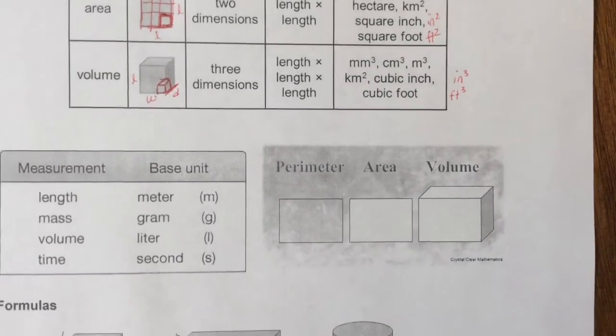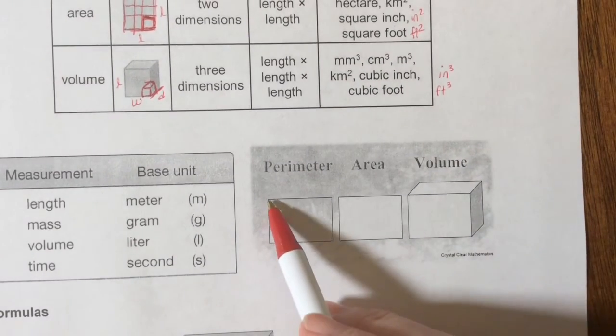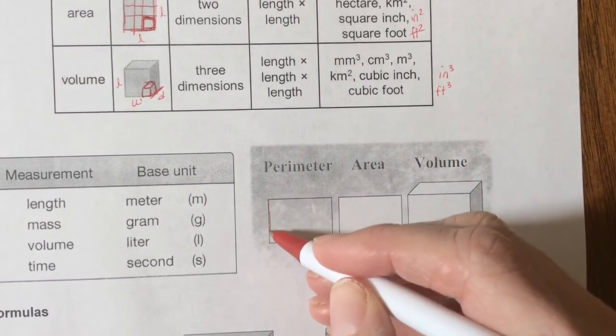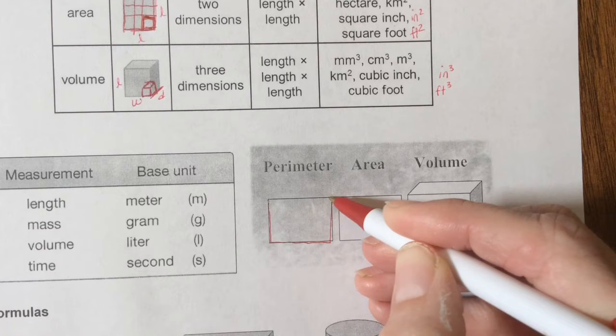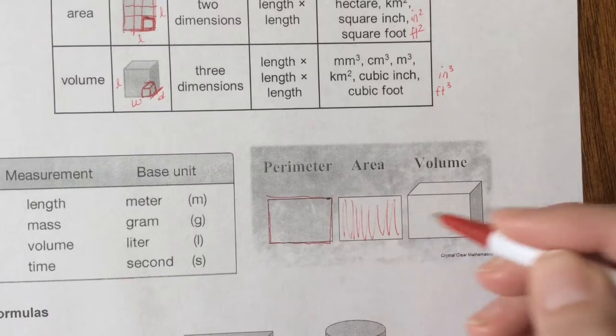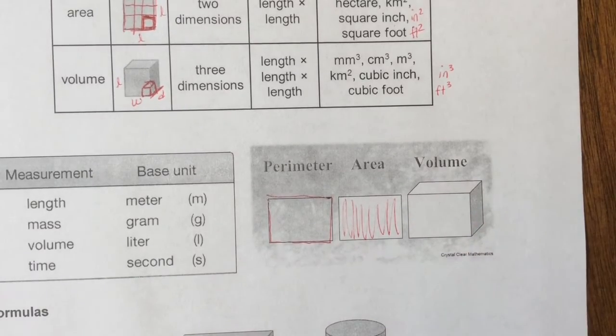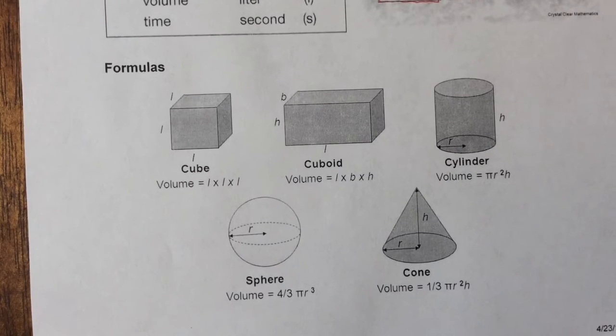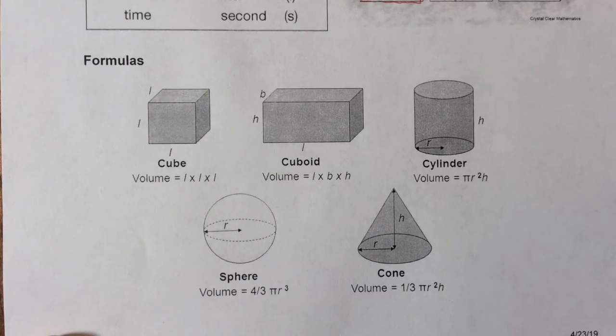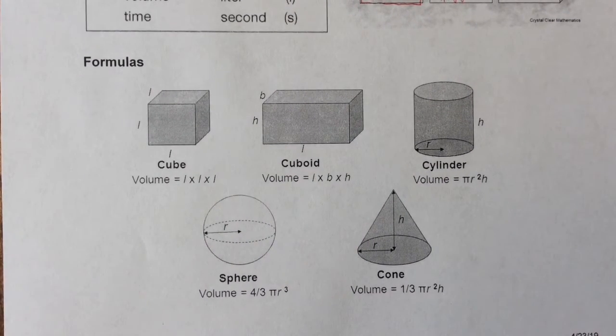So here's another little illustration. Perimeter is the outside edge, area is a flat surface, and volume has some height or depth. So let's look at this. These are our formulas, and I'm not asking you to remember them. I'm just asking you to use them.